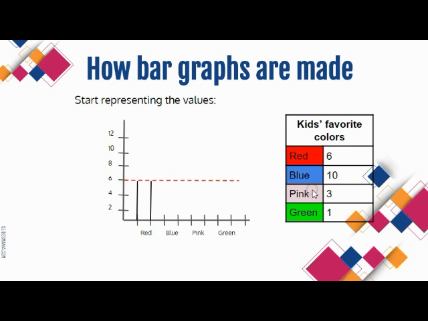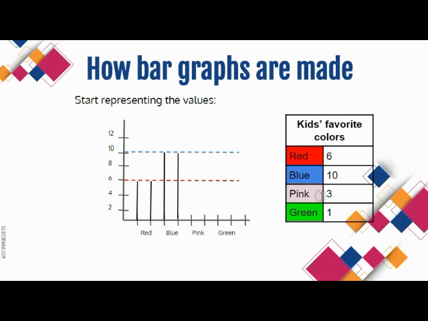The next piece of information is the category blue. In this case, it had 10 answers, so I have to repeat the process. I trace the horizontal line starting at the number 10, and then I can trace the bars up to that height. And now I have 2 bars for the categories red and blue.